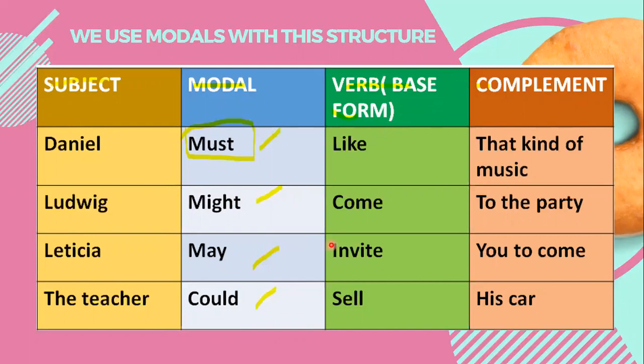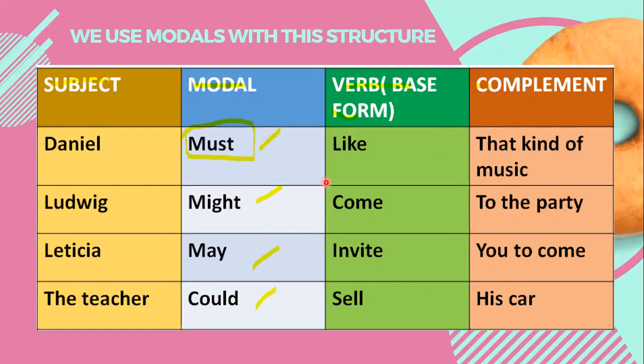After that, we're going to use the verb in the base form. Remember, the verb in the base form is just any verb you want, but without being in any form. So that means that the verb is not going to include an S, it's not going to include ed, it's not going to include ing, none of those. It's just going to be the verb as it is in present. And then the complement can be whatever you want in the sentence.